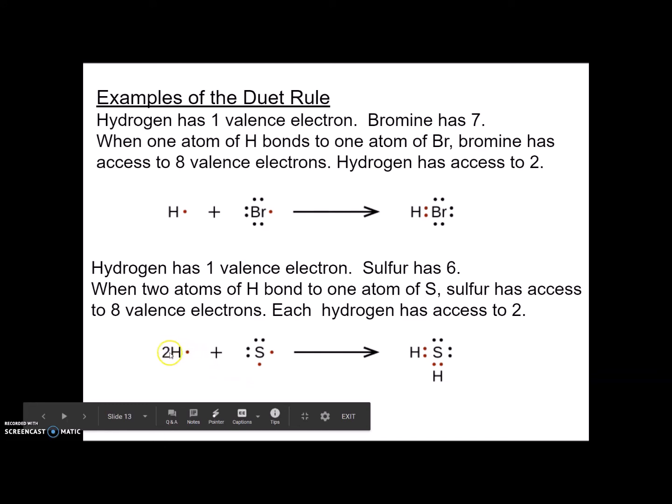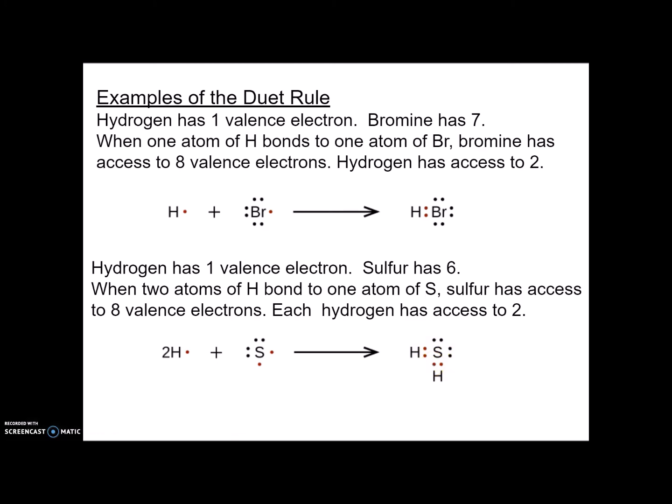Here's a nice equation showing this. 2 hydrogen atoms with 1 valence electron each, plus a sulfur atom with 6 valence electrons, will form a bond so as to share 1 electron with each of the 2 hydrogens. After sharing, the 2 hydrogens each have access to their 2 electrons, satisfying the duet rule, and sulfur has access to its 8 valence electrons, satisfying the octet rule for it.